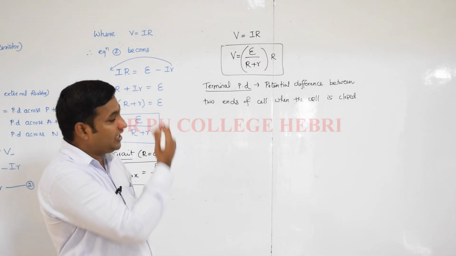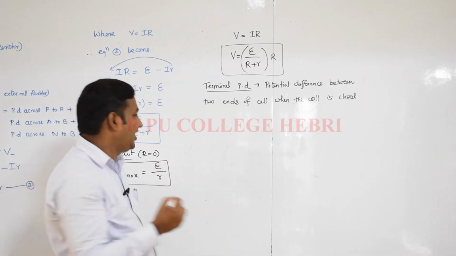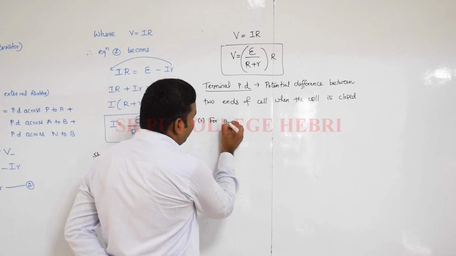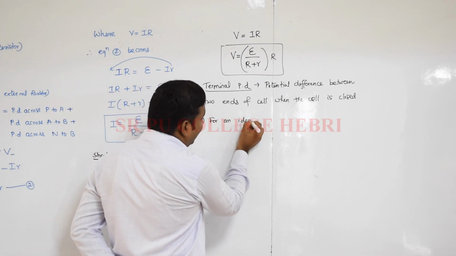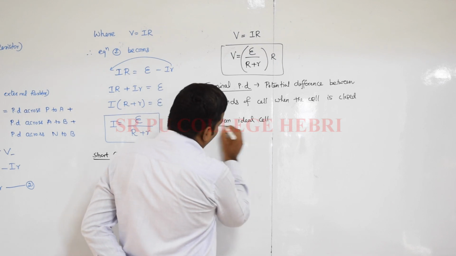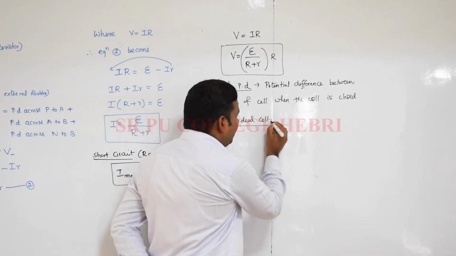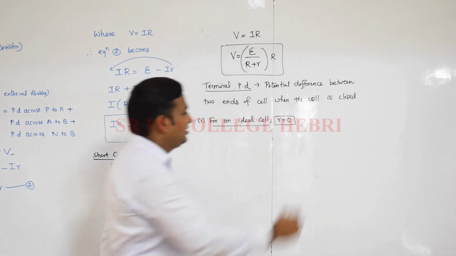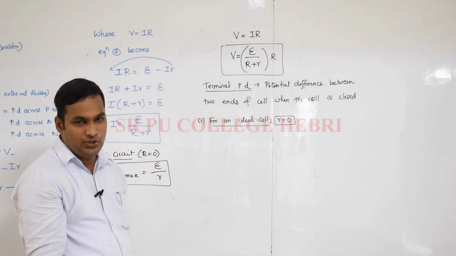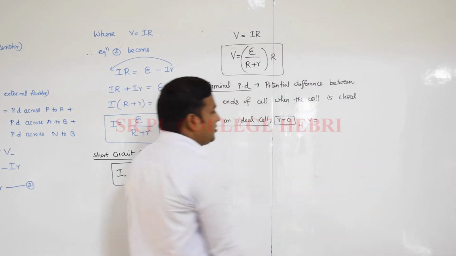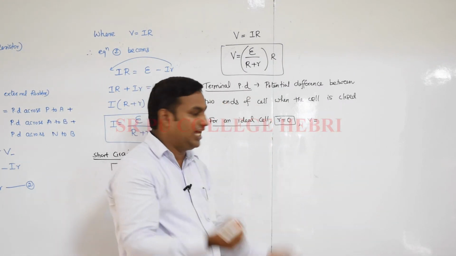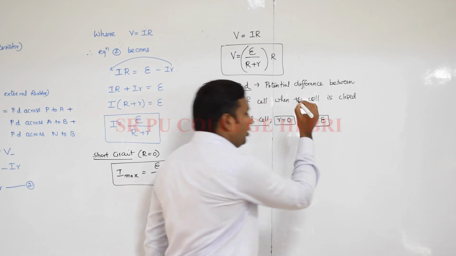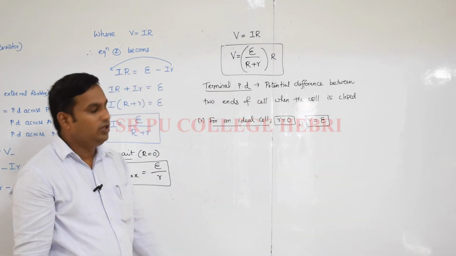Again, by using that equation, we can think about two important cases. First case, if I consider an ideal cell, the internal resistance of the cell is equal to 0. Then the potential difference between the two terminals, or electrodes, is equal to EMF. Keep this point in your mind.